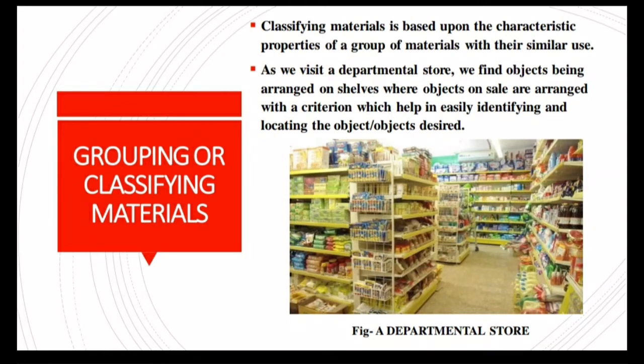As you can see in the picture, I have put the picture of a departmental store. As we visit a departmental store, we find objects being arranged on shelves. Different types of products from different categories are arranged with a criterion. Products on sale are on different shelves, which helps in easily identifying and locating the objects desired. So whatever we want, we can easily identify what type of material or object we want to purchase.